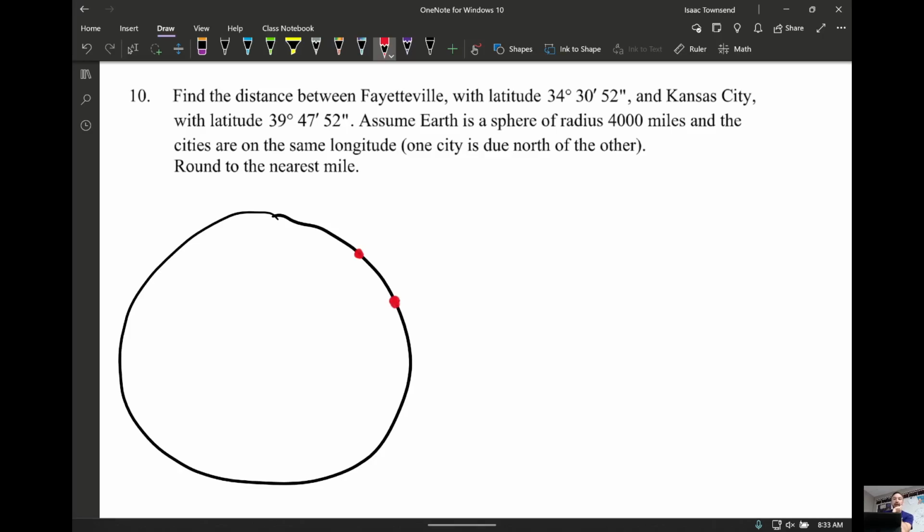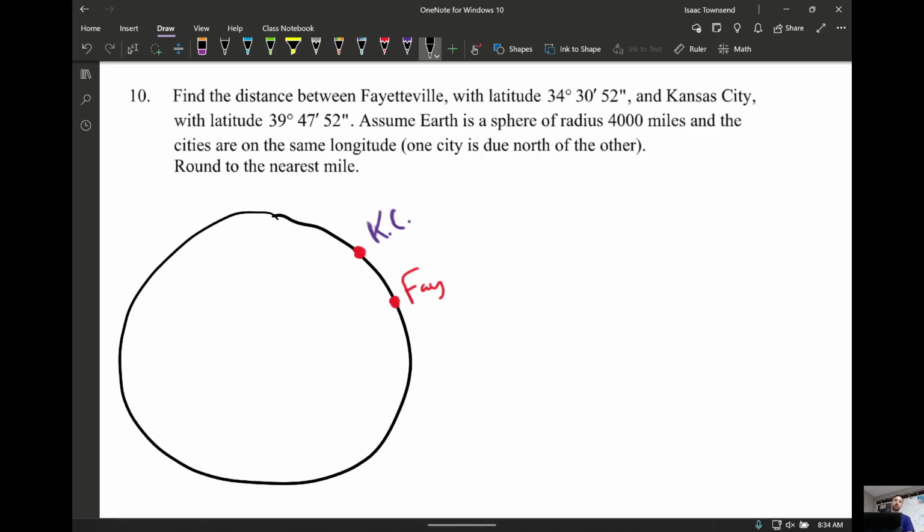Now, I don't have to make this super accurate, because this is really for me. I know 0 degrees is here, so 34-ish degrees is going to be about here. This is going to be Fayetteville. And 39-ish degrees is going to be up here. This is Kansas City. So if we want to know the distance between these cities, it's not quite as simple as the distance formula in geometry, because you can't really just go straight from this to this. If you're going a long distance, you have to worry about the curvature of the Earth.